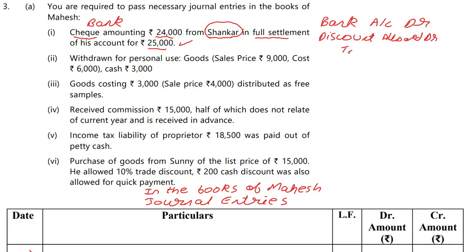And we credit Shankar. All right, and always try and remember in terms of the golden rules: debit what comes in, debit all expenses and losses, credit the giver. And now that I have all the numbers in place, I'm in a position to pass the full journal entry. I'm going to do that downstairs.